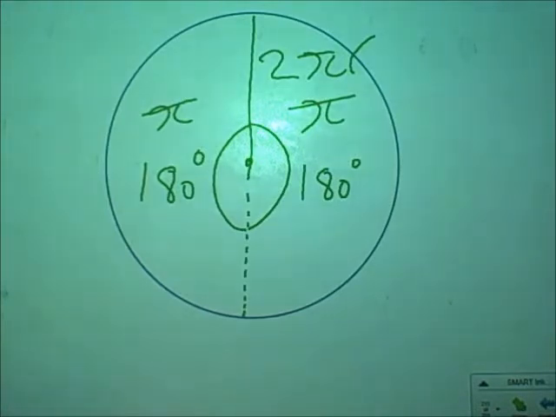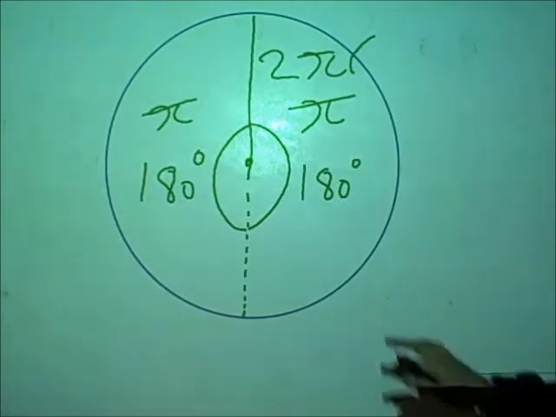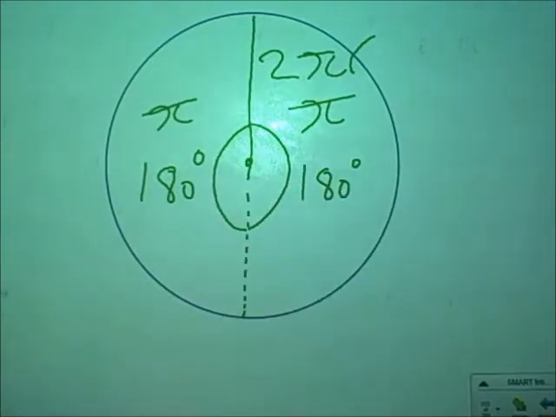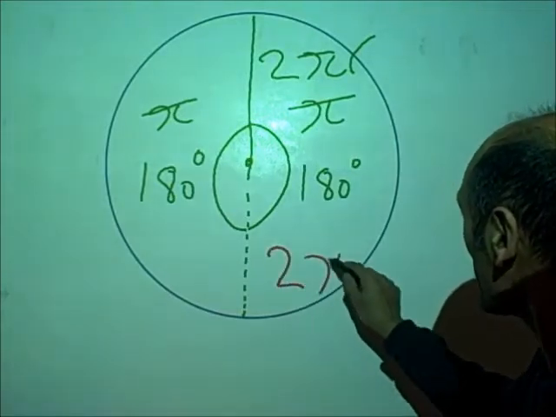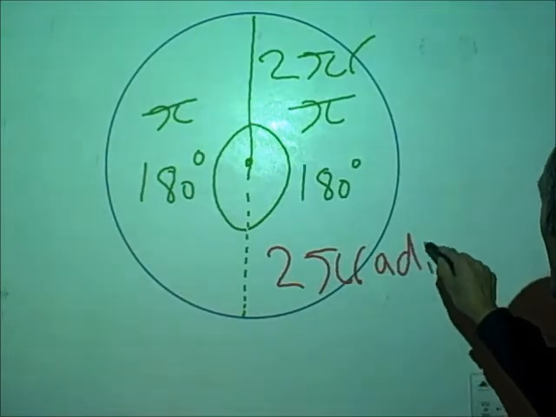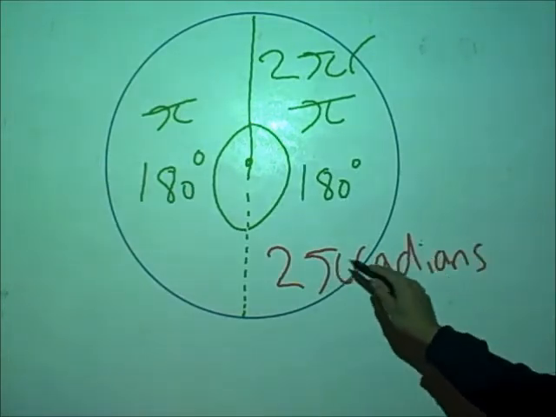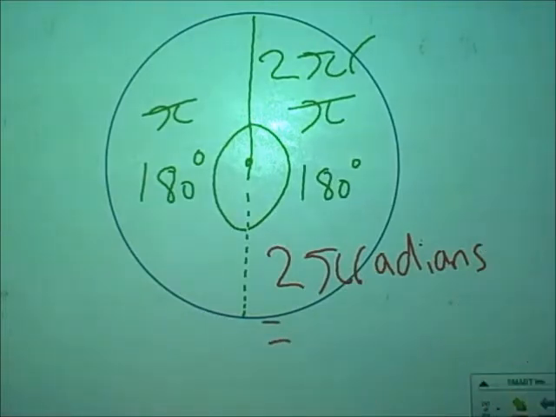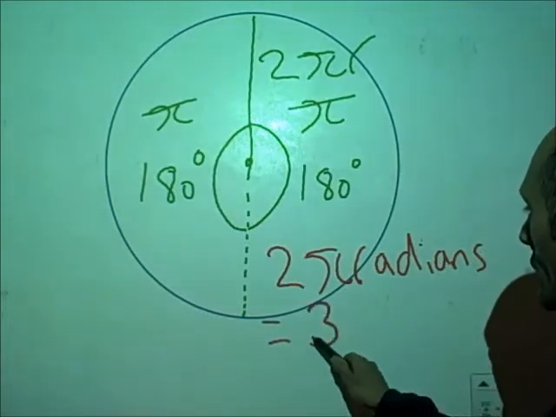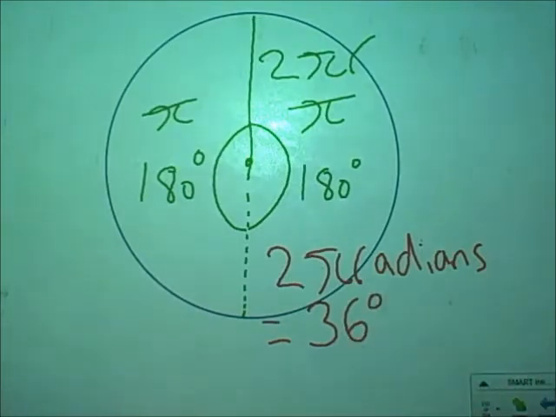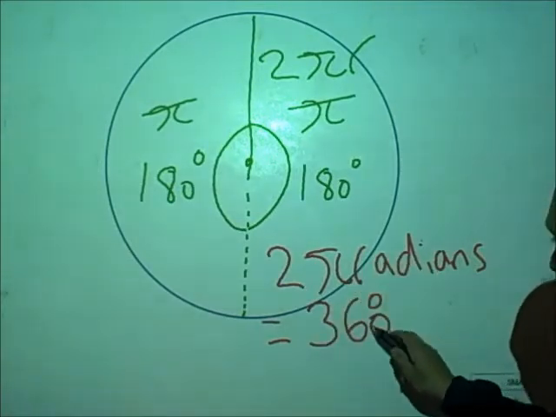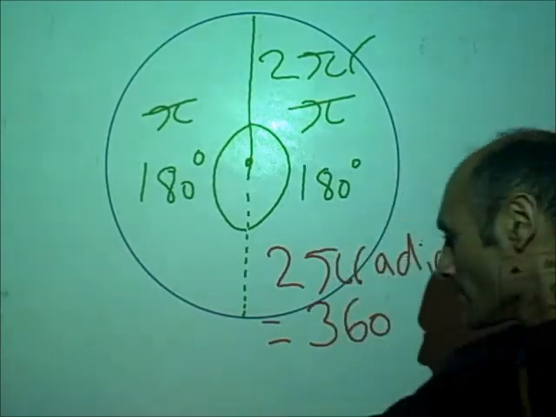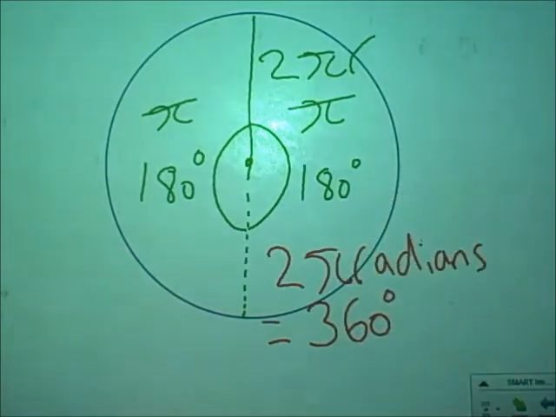But we did say that in SI units, we don't measure in degrees as such, we do measure in radians. So we could say that 2 pi radians, that's 2 pi radians, is equal to what? 360 degrees. 2 pi radians equals 360 degrees.